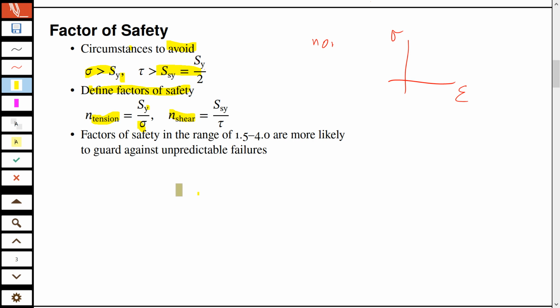Now, how large? Some of you can say 1.2 is good enough. Some will say 1.3 is good enough. Some will say 2 is good enough. Now, this requires experience, because there are sometimes unprecedented and unpredictable failures, which nobody knows why. So to guard against those failures, engineers typically use this range. Depending on the application, it can be anything from 1.5 to 4.0. Going above that is being too conservative, and being less than 1.5 is too risky.